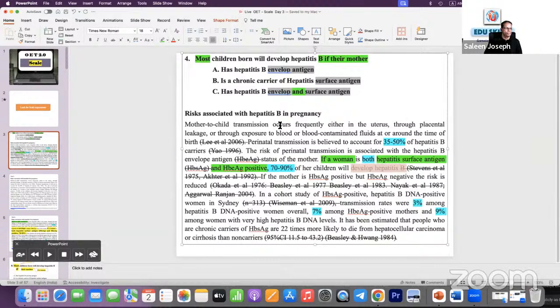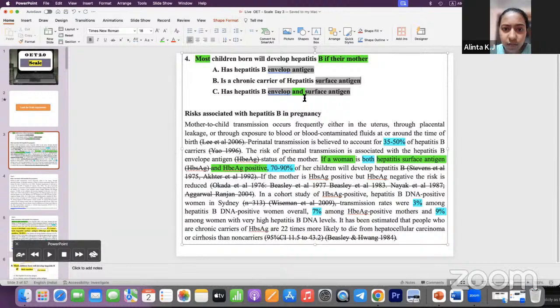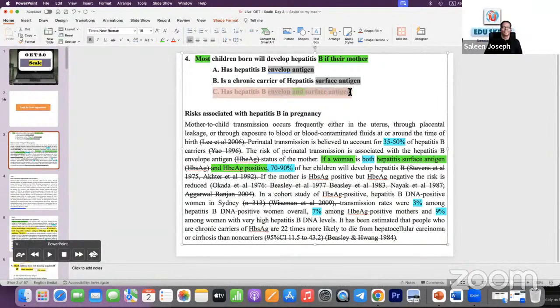So what do you understand? If the mother is, let's say, B positive or negative, the risk is reduced. So which is the answer? Answer is C, Father, for me. Yeah, C is the answer, because whatever comes closest to this most expression is the answer: our children will develop hepatitis B.